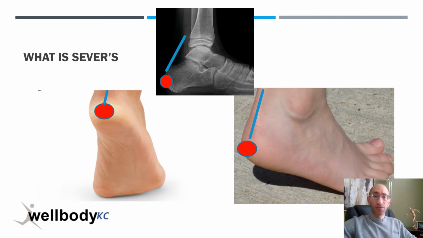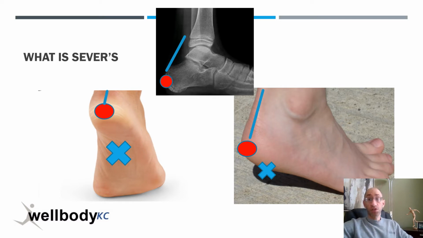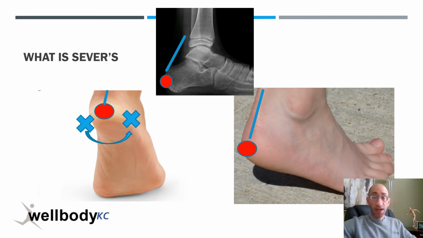Here are some examples of places that can be close to where Sever's occurs, but it's from something else. There, at the bottom of the foot, is where the plantar fascia is. And plantar fasciitis doesn't usually occur in young athletes, but it certainly occurs in older athletes. And Sever's typically doesn't have pain with heel rocking, grabbing the heel on both sides and moving it back and forth. And lastly, Sever's doesn't occur at the ankle. So if you're having ankle pain, this is probably not caused by Sever's.